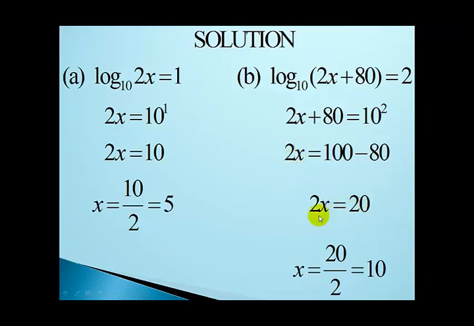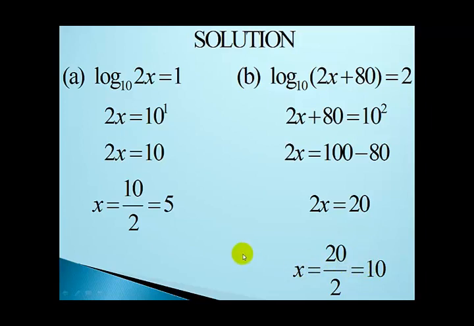Now we divide the left hand side by 2, and we divide the right hand side by 2. When we divide the left hand side by 2, we have x. And when we divide the right hand side by 2, we have 20 divided by 2, and 2 goes into 20 10 times. That means that the value of x is equal to 10.